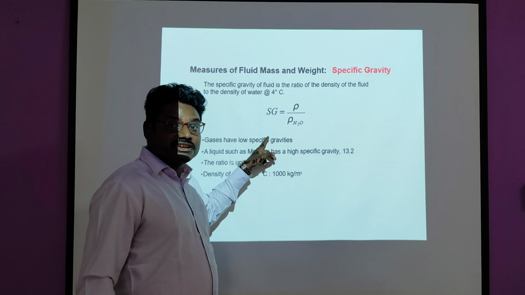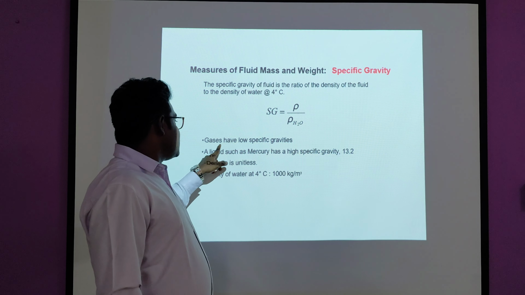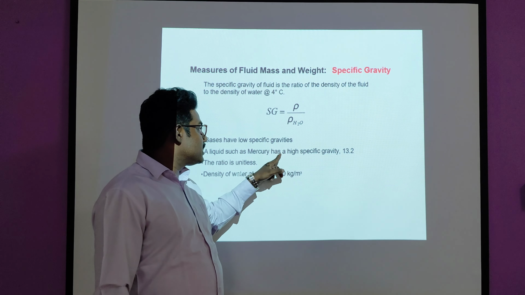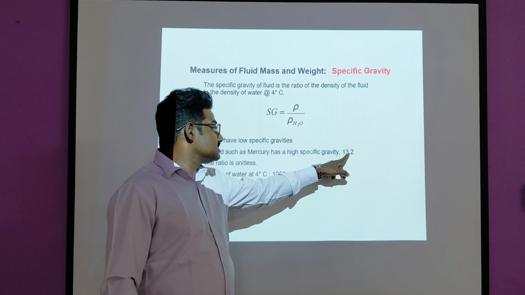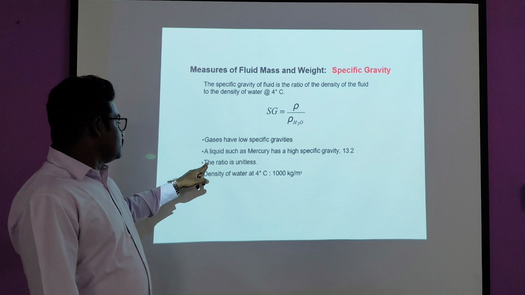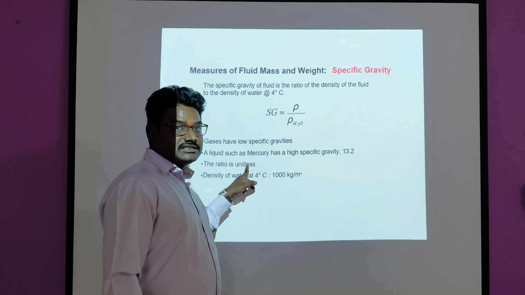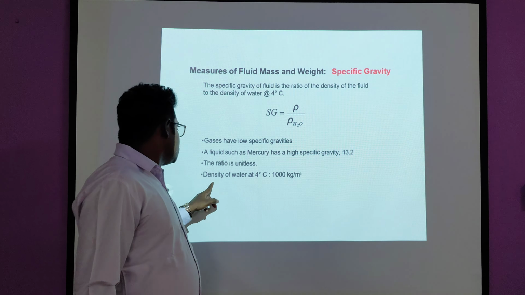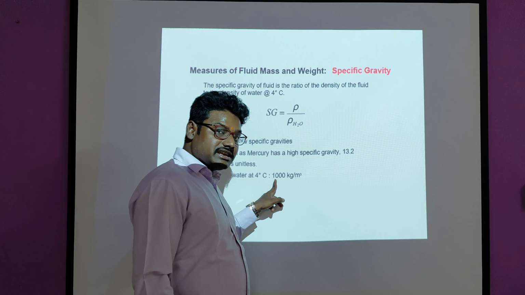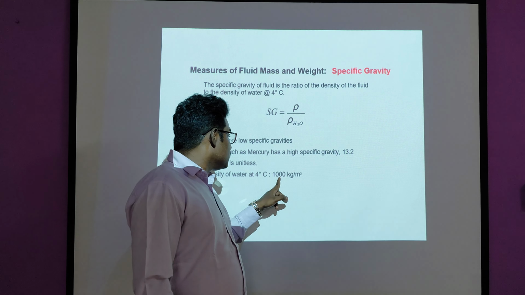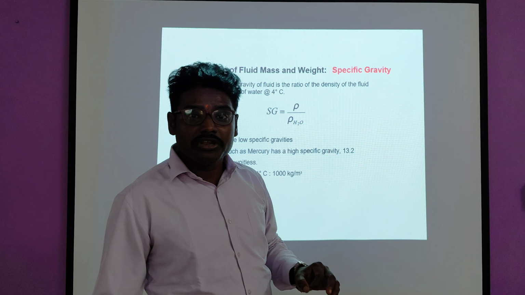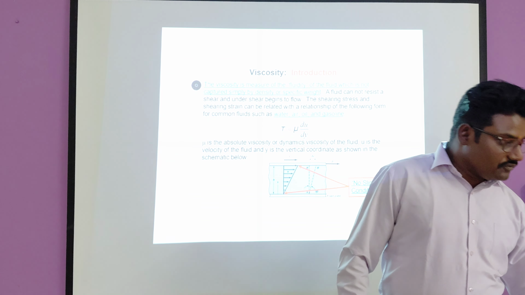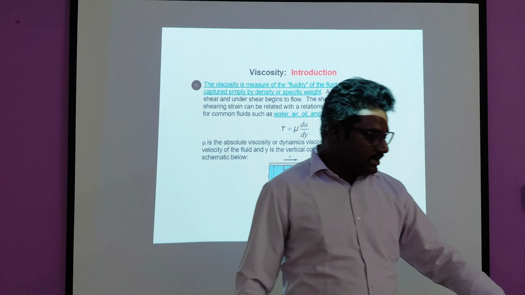Gases have low specific gravities. A liquid such as mercury has a high specific gravity, that is 13.2. Okay, the ratio is unitless. Density of water at 4 degrees centigrade, used in specific gravity, is 1000 kilogram per meter cube. Viscosity we will discuss later.